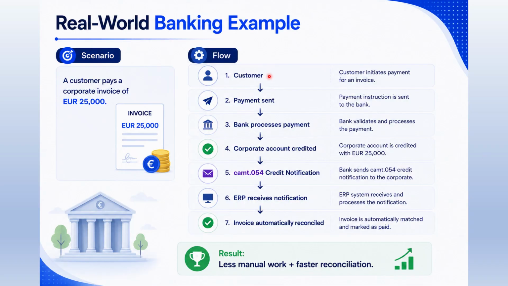Let's bring everything together with a real-world example. Imagine a customer pays a corporate invoice for 25,000 euros. The customer initiates the payment. The payment is sent to the bank. The bank processes the payment and credits the corporate account. The bank then sends a camt.054 credit notification. The corporate ERP system receives the notification. Using the amount and transaction references, the ERP can automatically match the payment against the invoice. The result? Less manual work and faster reconciliation.